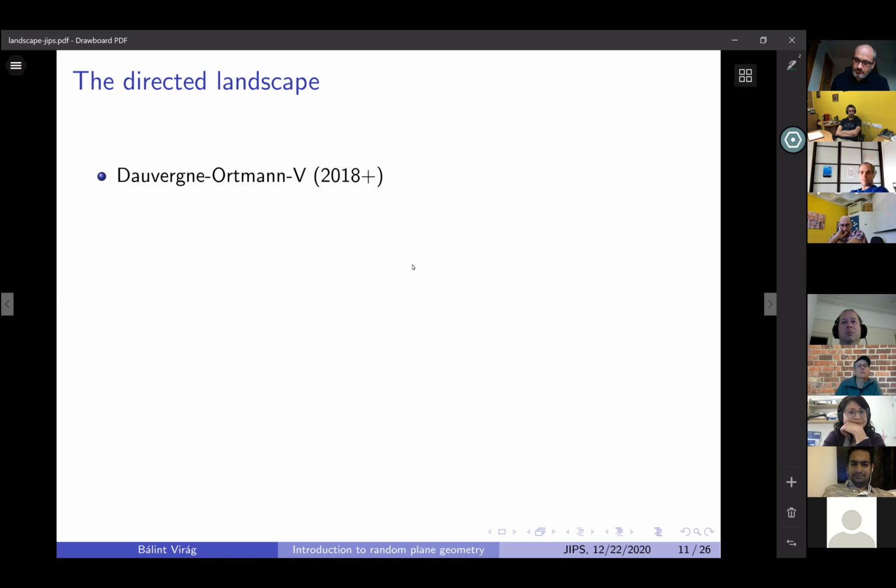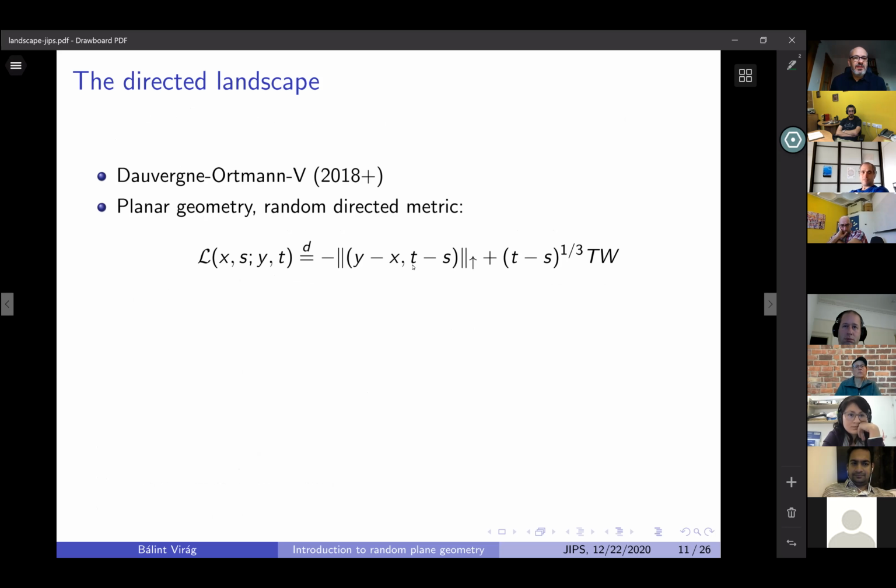Okay, so what's the directed landscape at first shot? Well, it was constructed by Duncan Dauvergne, Janusz Ortmann, and myself in 2018, and it's a planar geometry. It's a random directed metric, and at first order, if you like, it looks like this stretched Euclidean norm, the one that I showed you in the previous slide, plus there are some fluctuations.